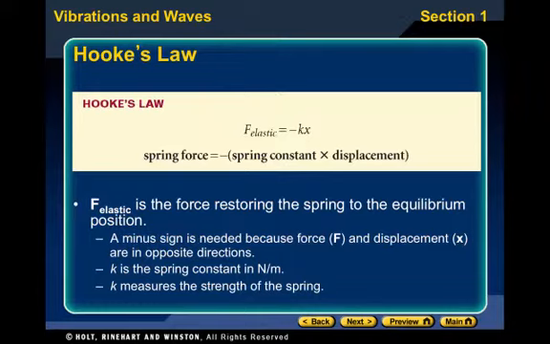Spring force, which is F elastic, equals negative k times x for that spring. The minus sign is needed because the force and displacement are in opposite directions.